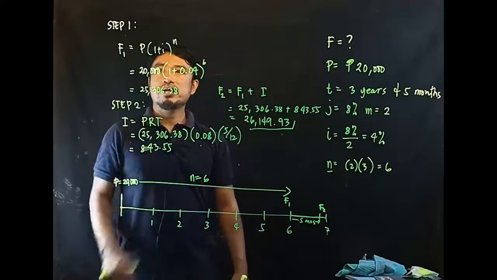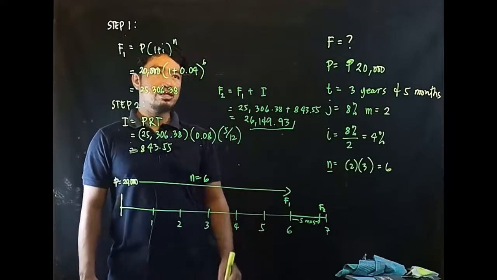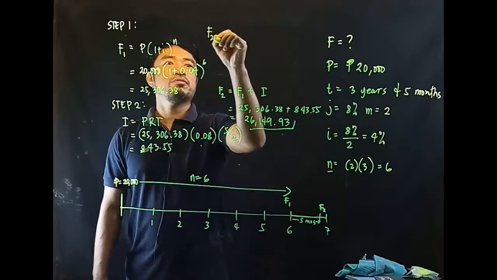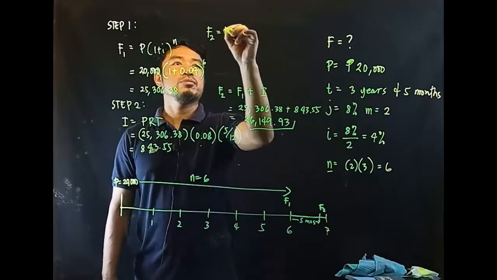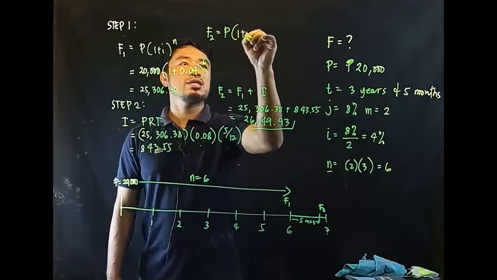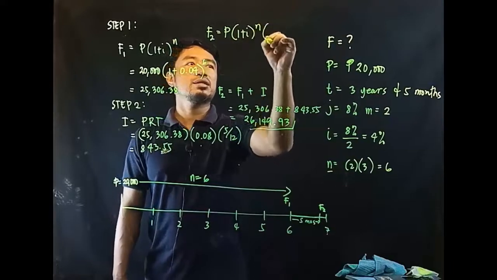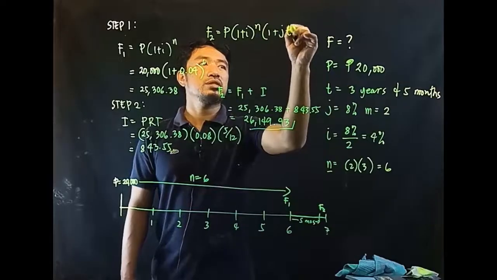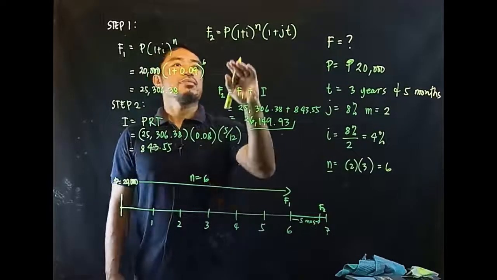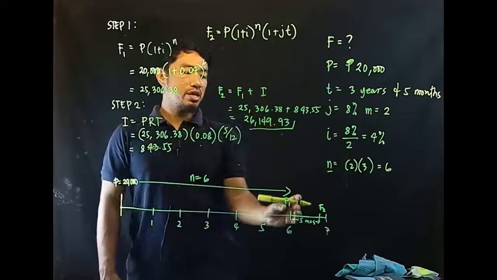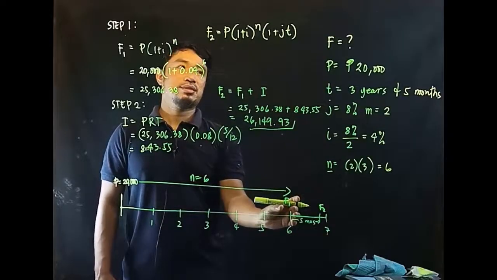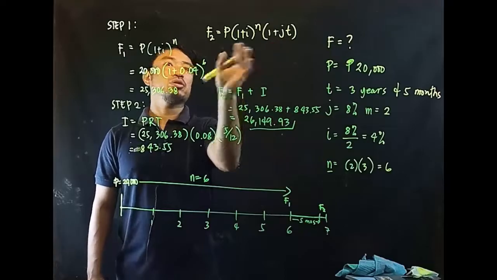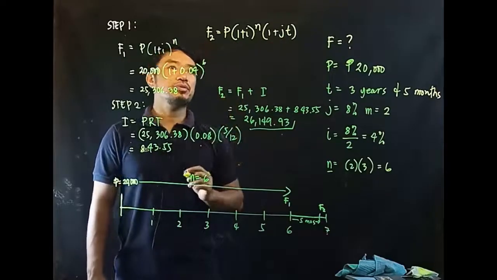We can also combine this two-step process into a single formula. F2, the final amount, is equal to P times (1 plus i) raised to n, times (1 plus j times t). This part determines F1, and the combination of these two determines the value of F2.